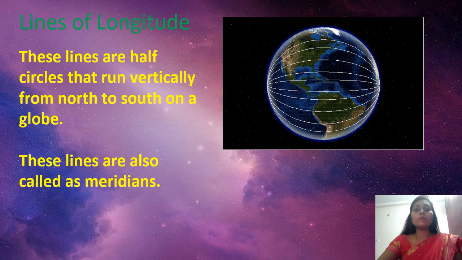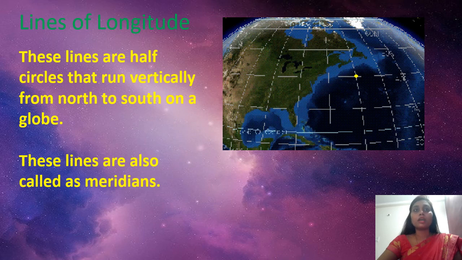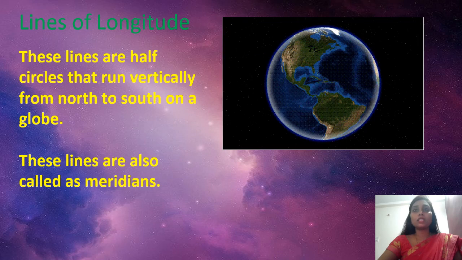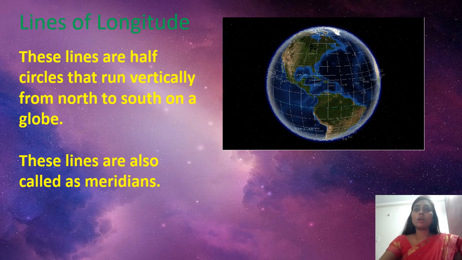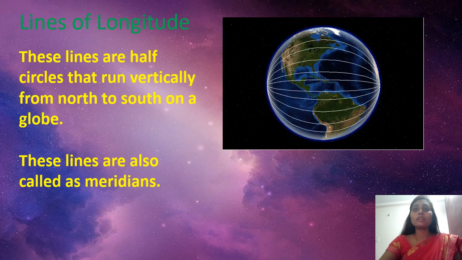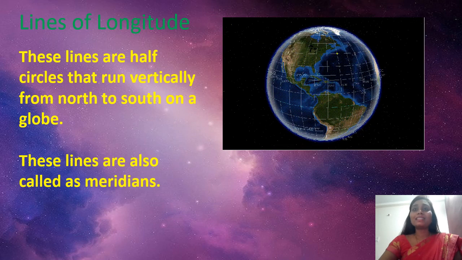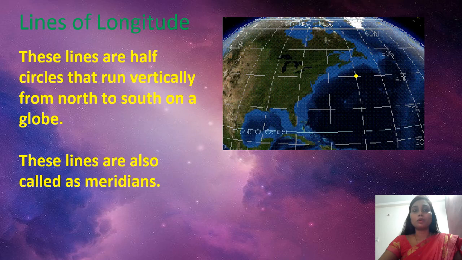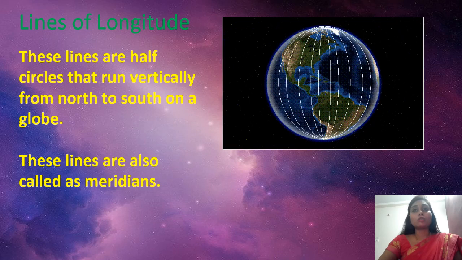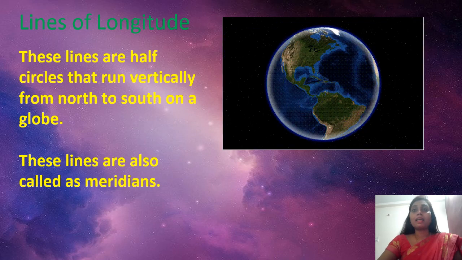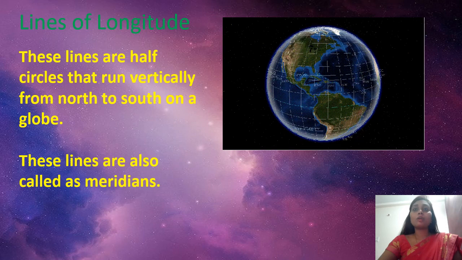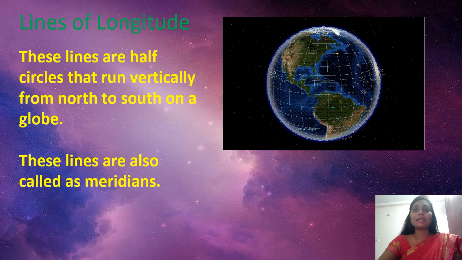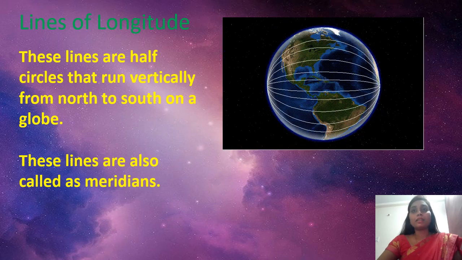Next, let's learn about the lines of longitude. These lines are half circles and they run vertically. Latitudes run horizontally whereas longitudes run vertically, and these lines run vertically from north to south on a globe. These lines are also called as meridians. Latitudinal lines are also called as parallel latitudes, whereas longitudinal lines are also called as meridians.